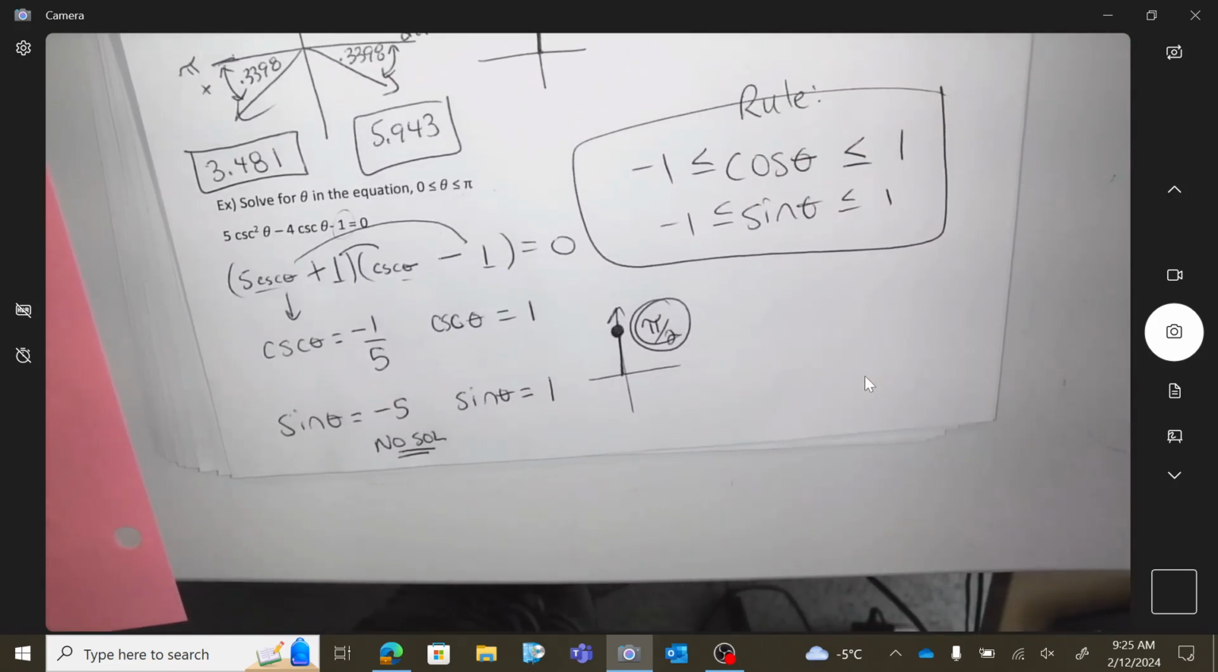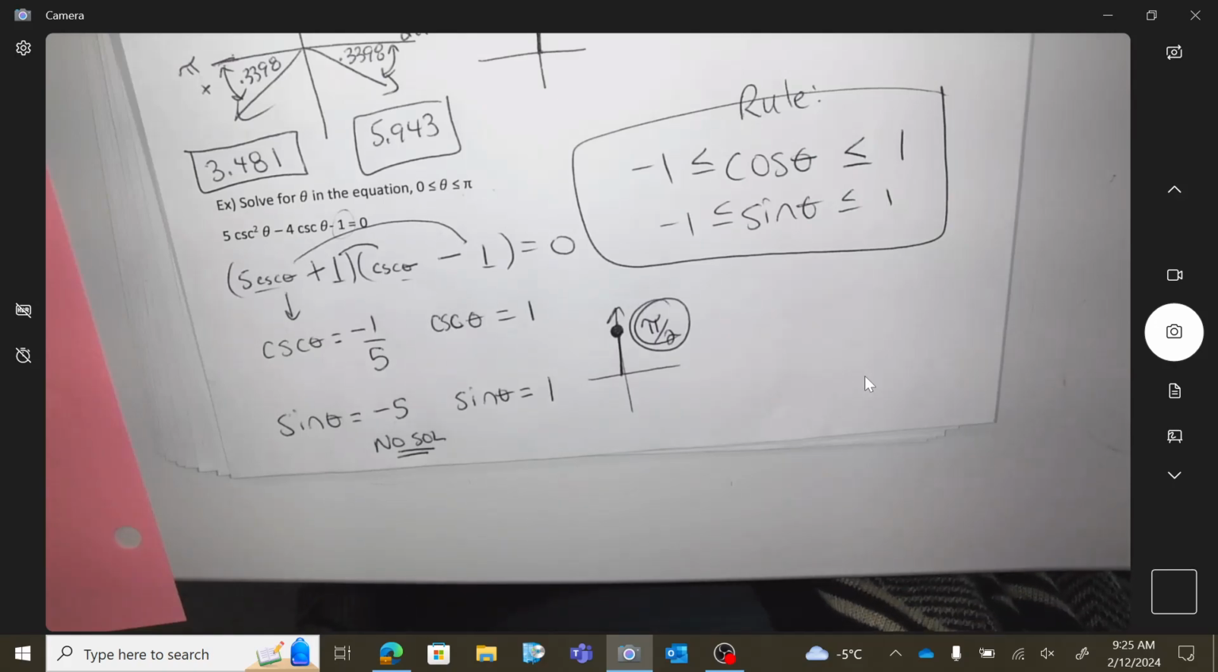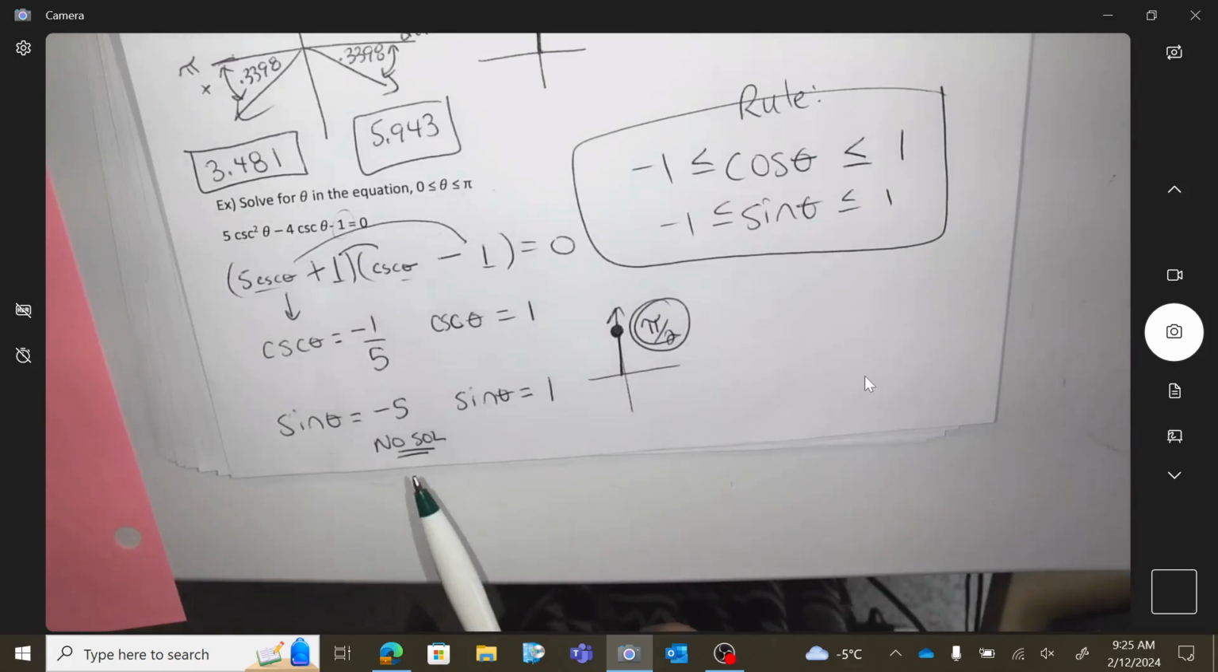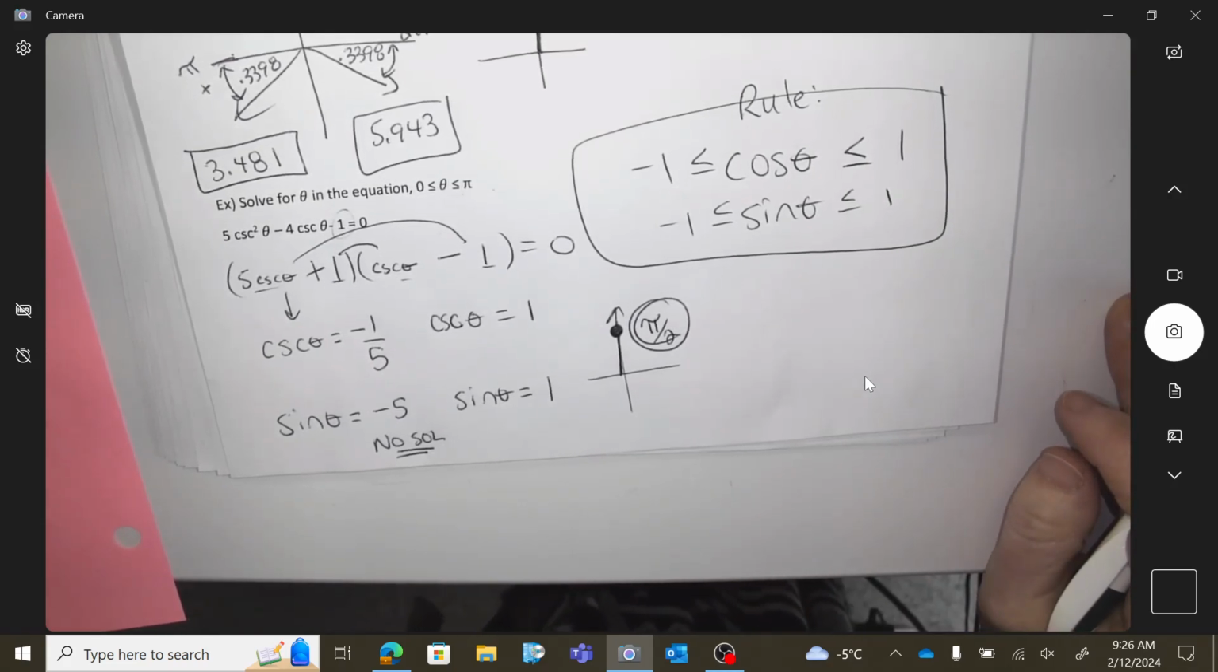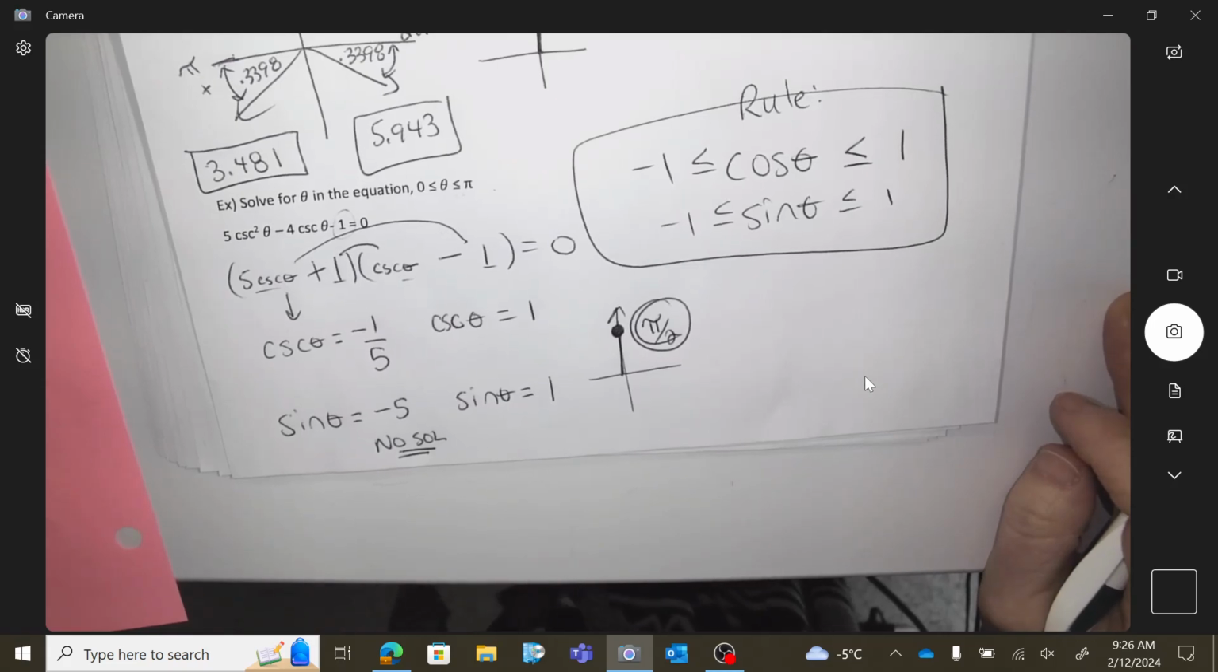Okay, x's and y's, unit circle. X and y never go past the -1 to 1. Okay, I need you to write no solution. If you don't write anything, you get a deduction. So you have to physically write, there's no solution for this.